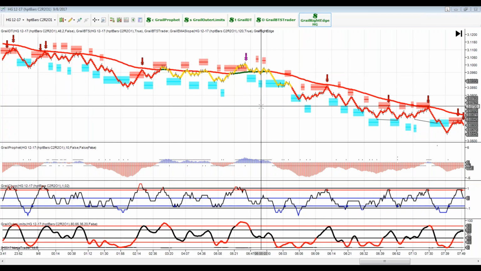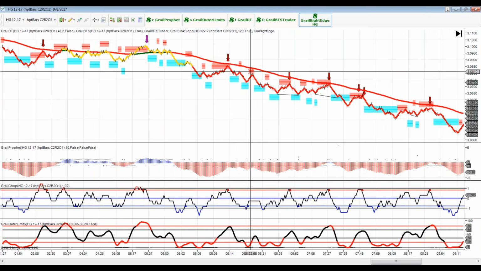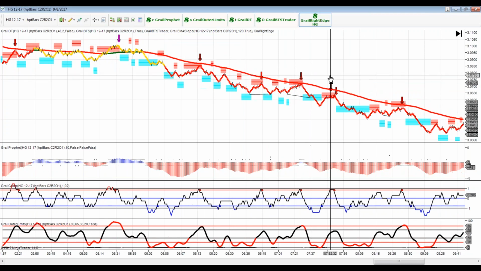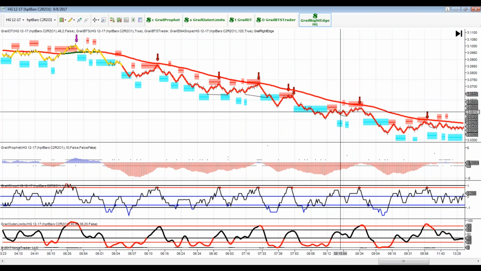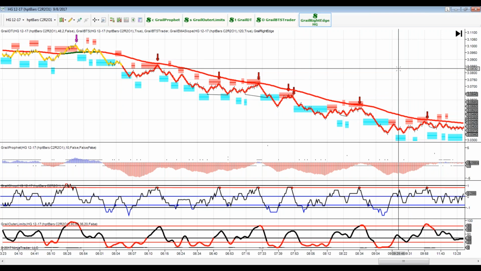That's a Grail 3, Grail 2, into the box, Grail 2, Grail 2, Grail 2, into the box, Grail 2, into the box, Grail 2. So sometimes you can get on a long roll like this and you can make a lot of money. Doesn't happen very often, maybe about once a week. But again, that's the power of trading using these combination setups.